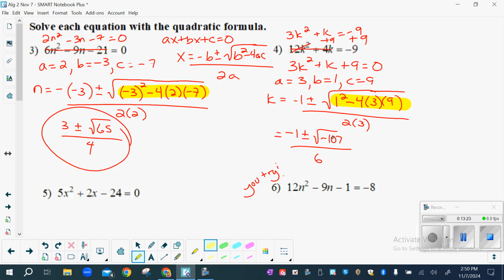107. I got it. -107. Yes. So what can we do with this? We learned something about negatives in the square root. What do we do with that? You take it out. It's an I. And it becomes an I. So this is -1 plus or minus I square root 107 over 6. Oh yeah, we know.